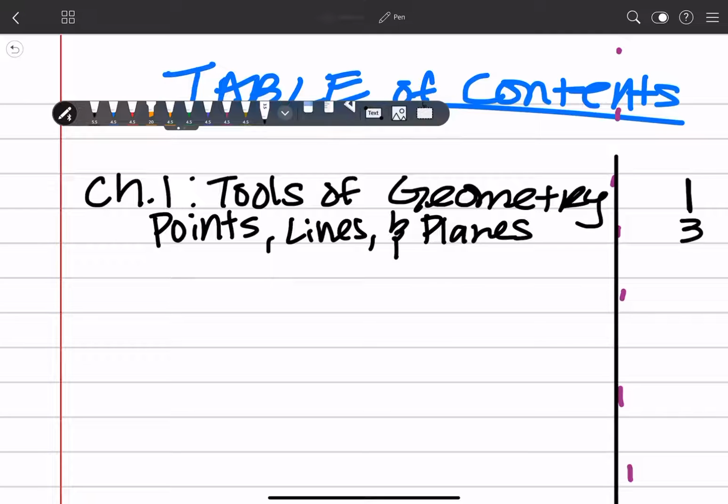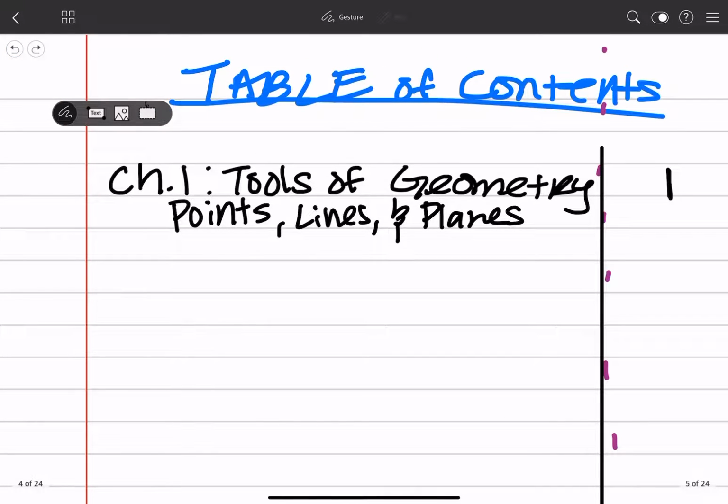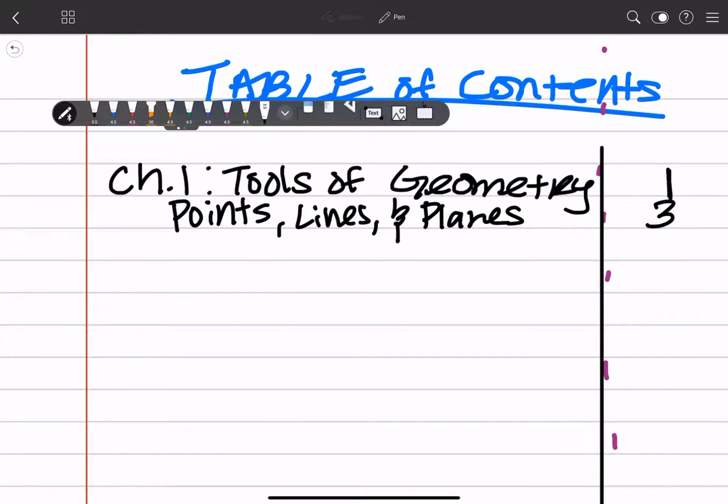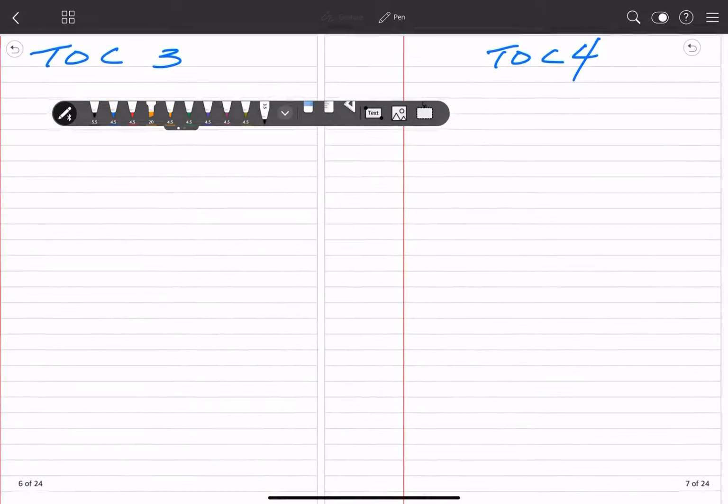From this point forward, you are responsible for keeping up with this. I am putting a running table of contents on our home page right here, so keep up with that. I know you can do this, and you can use that as you need. All right? So I'm going to go back over to my pages.